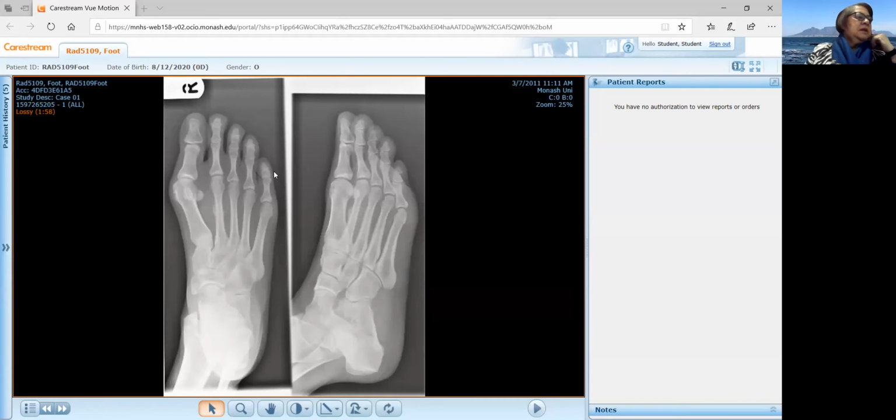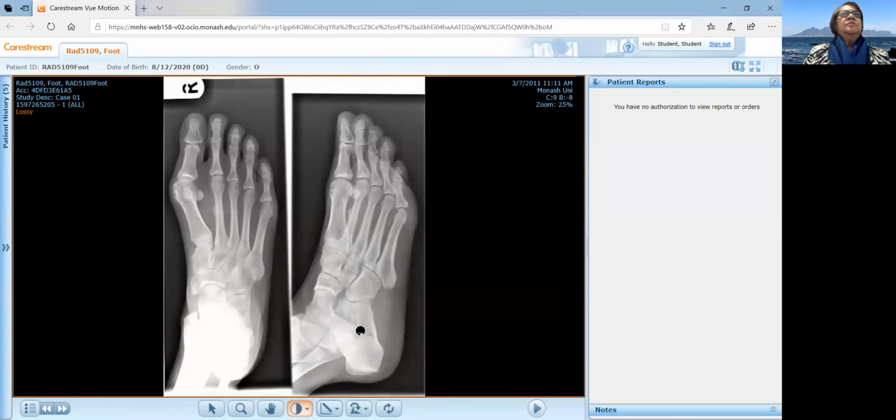The first case that I have is a patient with pain and swelling over the second and third metatarsal. I think for this image, we can maybe do some windowing. A little better.